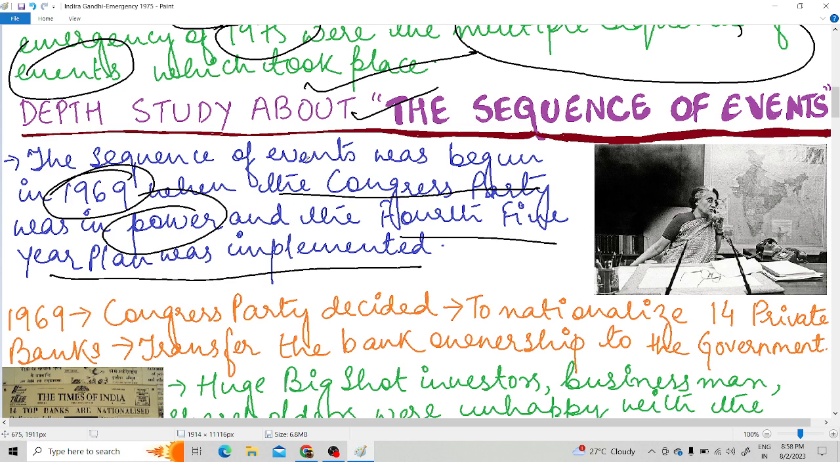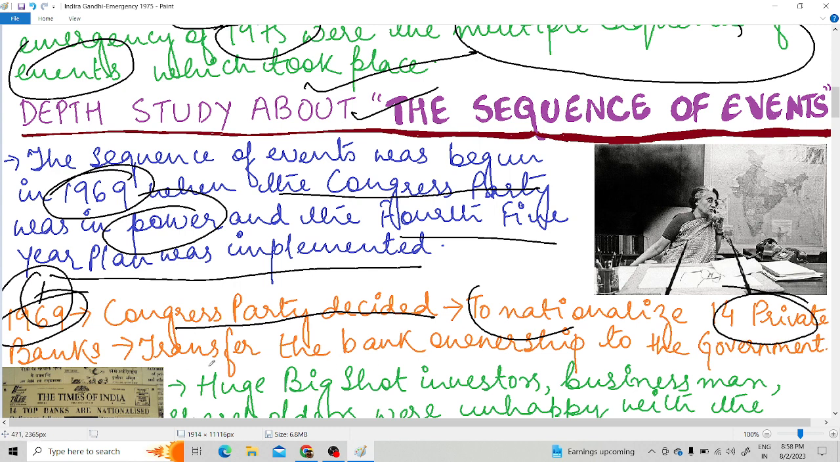So, basically, the first trigger to this incident happened in 1969 when the Congress party decided to nationalize 14 private banks, transferring the bank ownership to the government.